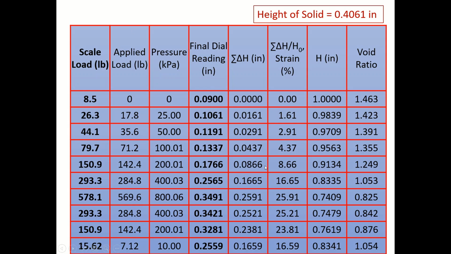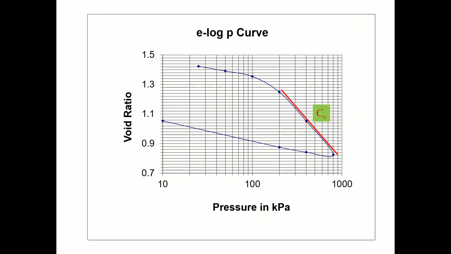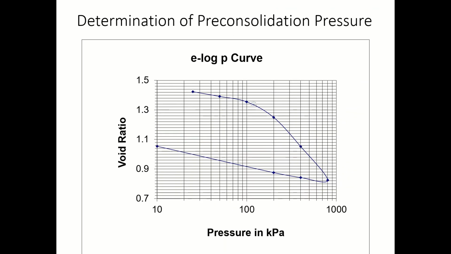You have to work on this data, then plot your E log P curve. I have also uploaded this data in a Word file, so you can work on that data and plot your E log P curve, and determine your Cc, Cr and pre-consolidation pressure. That's all for the consolidation test.